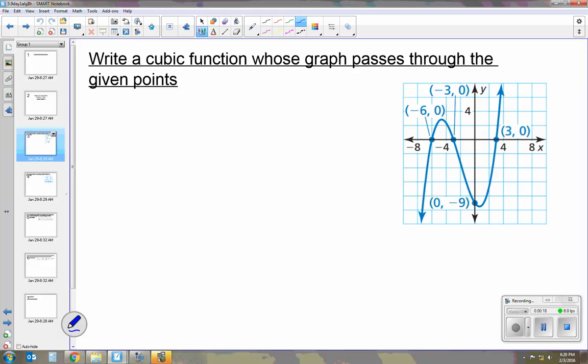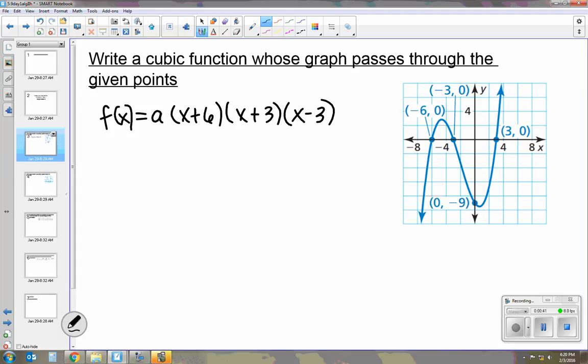So what we're going to do is first write all of the zeros in factored form. If we have a -6 as a zero, it's going to be x plus 6, and then x plus 3, and then x minus 3. This is a function, so it's the f of x. And we need to know our leading coefficient, which we're going to call a, because we don't know it. If we look at this graph, we have another point on the function, which can be our x and our y, which we can plug into our function.